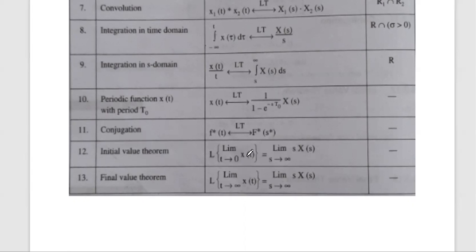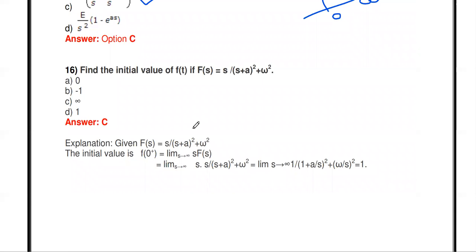The initial value x of 0 is calculated by multiplying s with x of s, with the limit s tends to infinity. So in the product s into x of s, we have to substitute s equal to infinity, and that is the answer for the initial value. Similarly, the final value theorem: the final value of the time domain signal x of infinity is calculated as the limit s tends to 0 of s into x of s. So these are the initial and final value theorems. Using this we can calculate.